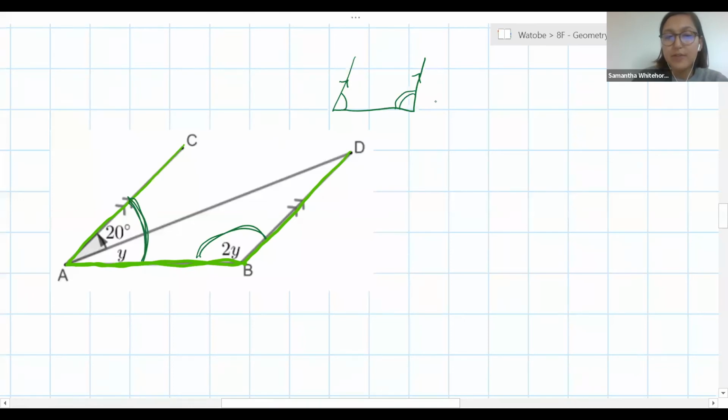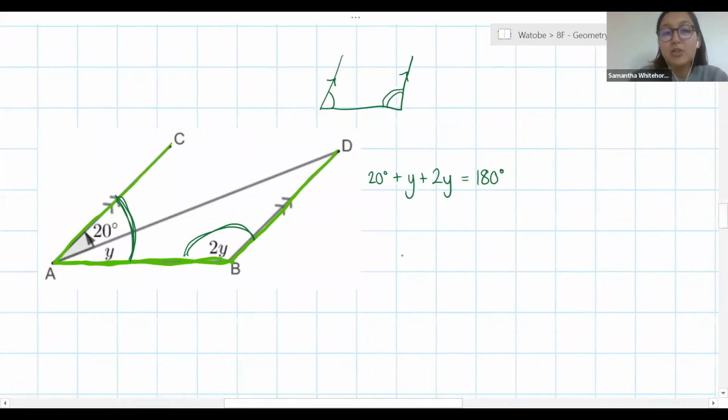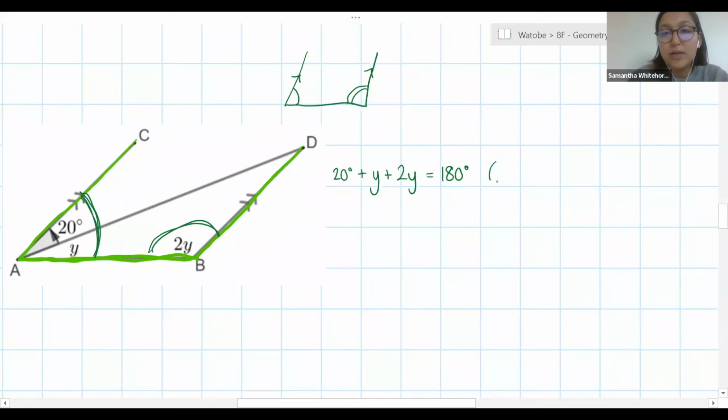All right, so that then means that I have to say 20 plus y plus 2y should give me 180 degrees. I don't have any alternate angles here. I don't have any corresponding. I've got no F shape here. And so really the only shape I have is the co-interior angles. So that means co-interior angles.